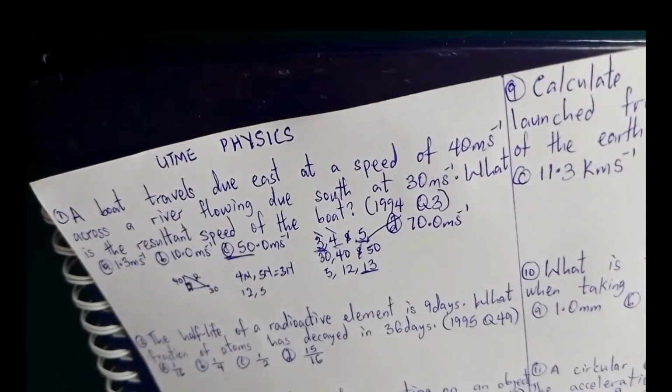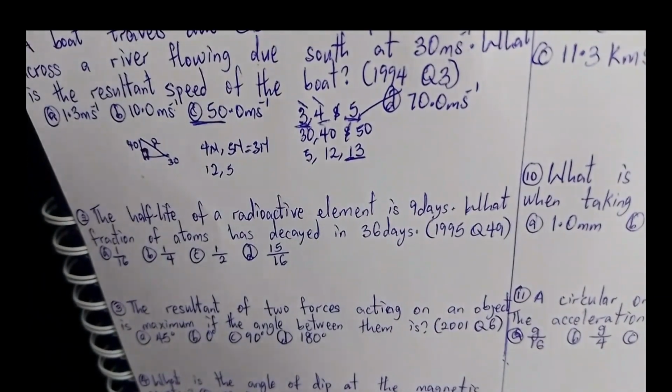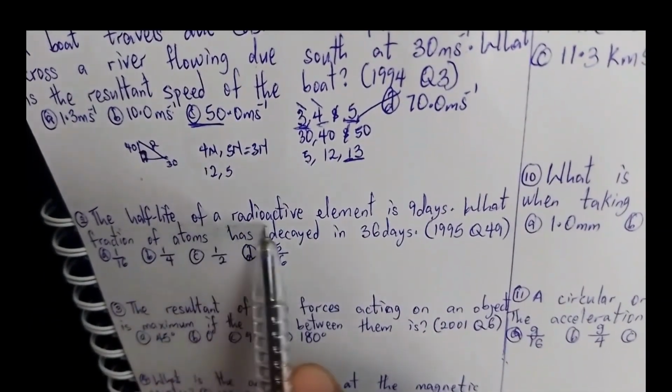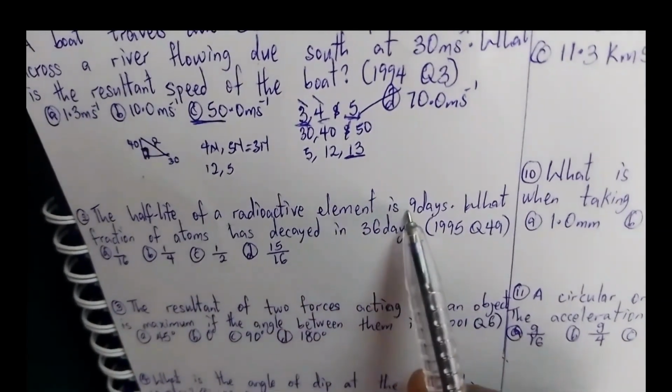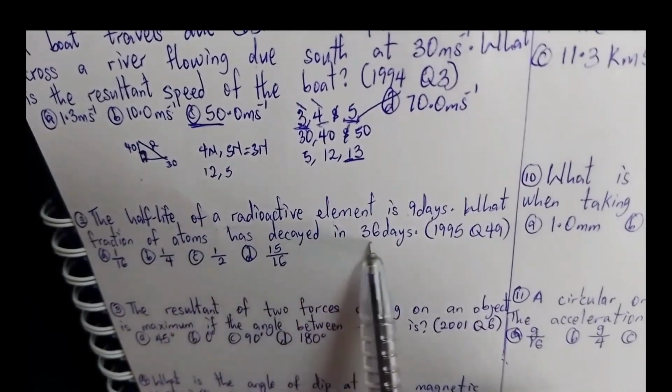Now let's move to the next question we have here. The next question is under radioactivity. It says the half-life of a radioactive element is 9 days. What fraction of atoms has decayed in 36 days?